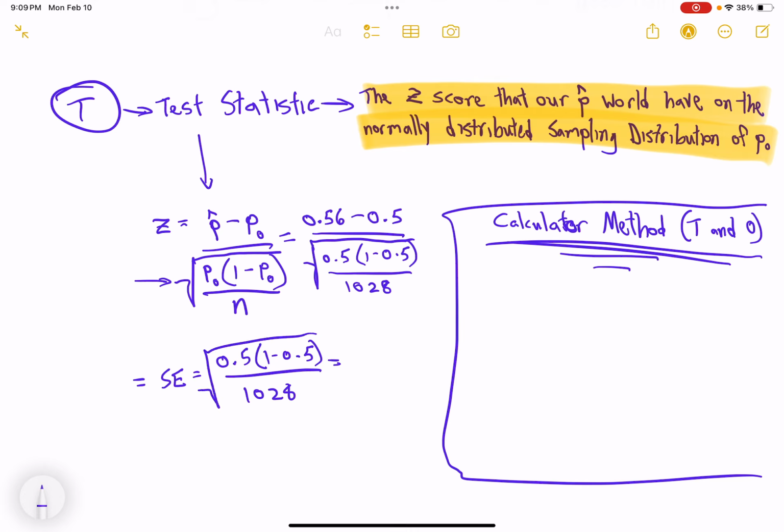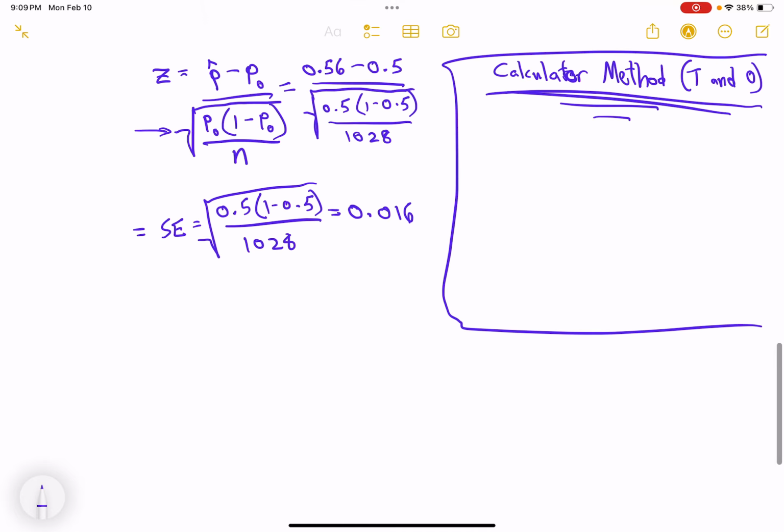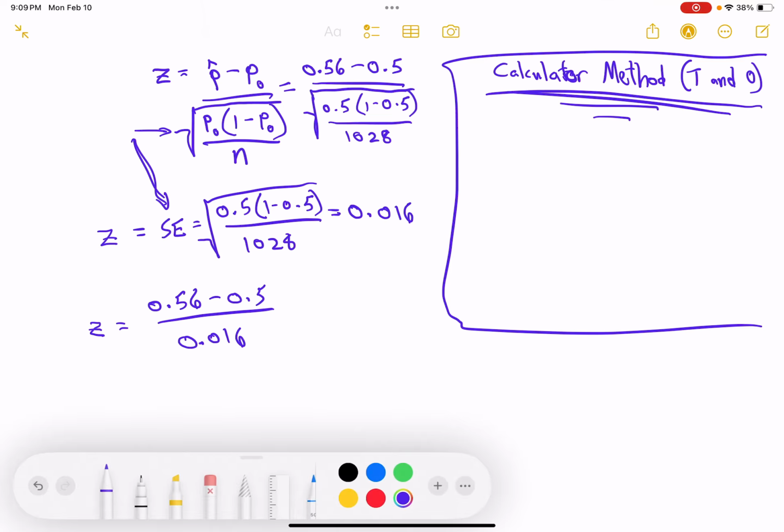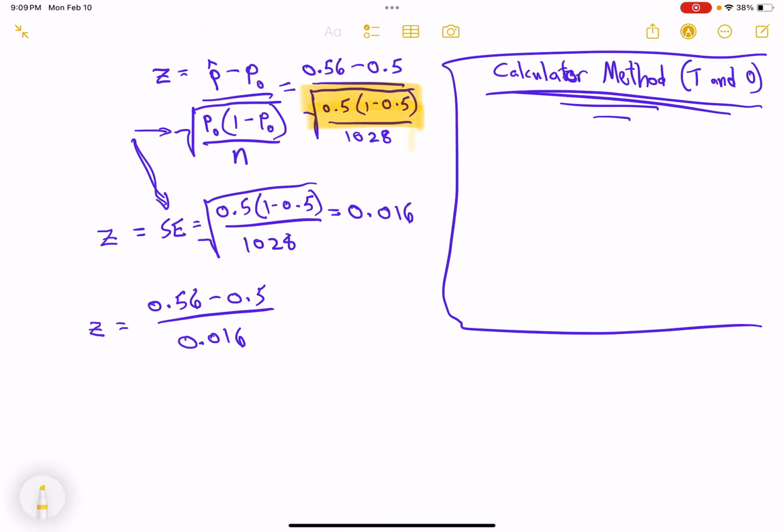For just that part, you get, if you round, about 0.016. And then what that means is the z-test statistic will equal 0.56 minus 0.5 over 0.016. I don't like to plug the whole thing into the calculator. Again, I like to do this denominator, also known as the standard error, first. That's what I do over here.